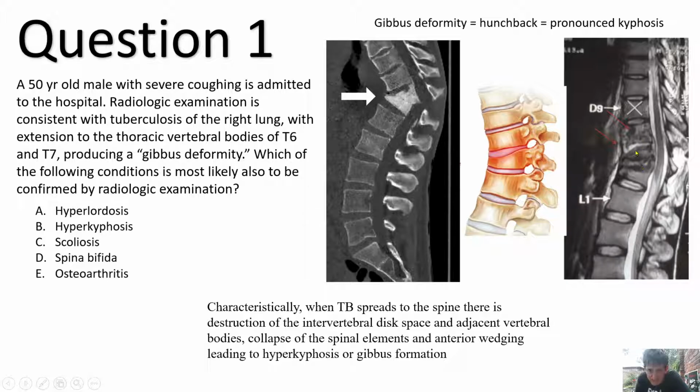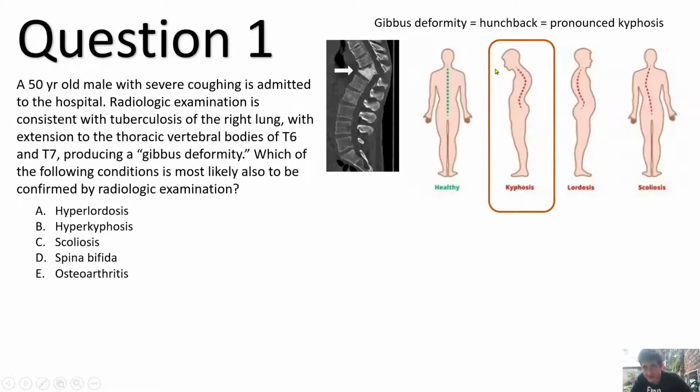Collapse of spinal elements and anterior wedging, leading to hyperkyphosis or gibbous deformity. So we see this anterior wedging right here, and then it's leading to this collapse of vertebral body and this gibbous formation, hyperkyphosis. So that's our answer. The other options here, so here's our kyphosis, our hunchback.